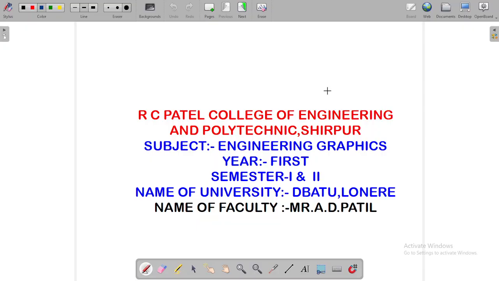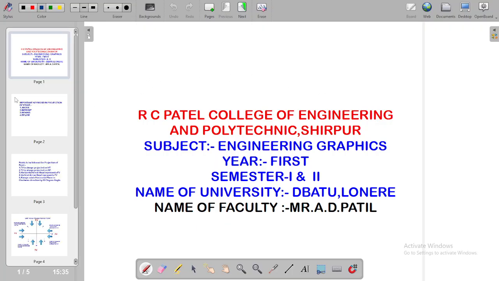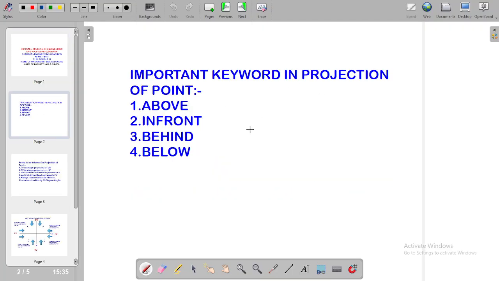Today we will discuss projection of point of the engineering graphics subject. This subject is in semester 1 and 2 for the D.2 University, Lonere. Important keywords in the projection of points are above, in front, behind and below. With respect to these words, the question is set.